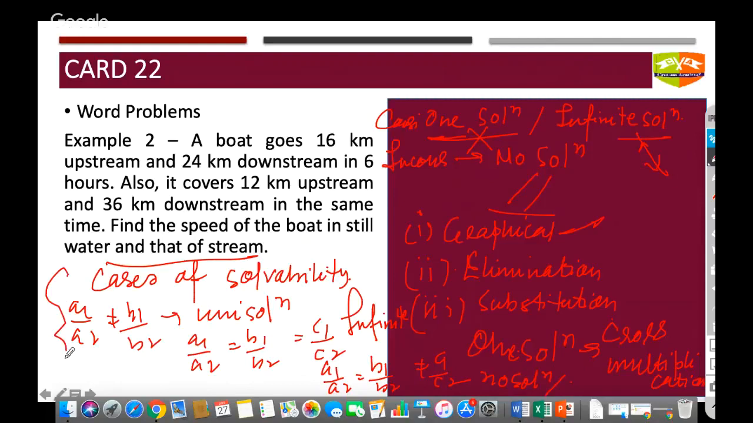So these three cases I have taken for you. In the graphical method, one thing which I again suggest is that once you find the point of intersection, you try to put these values in the given equation and check whether the intersection point which you are writing on the graph paper is correct or not.